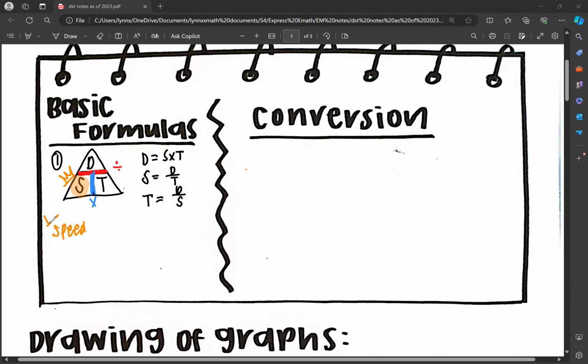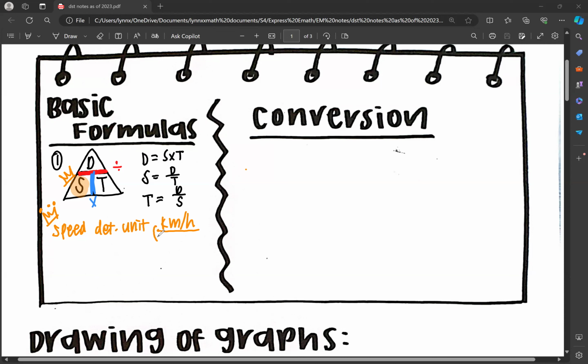Speed is your mama, is your king. So why do I say speed is your king? Because speed will determine the unit. For example, let's say I have km per hour, like that. What is it trying to tell me? They want the speed to determine the unit. So if they tell you km per hour, what does that mean?